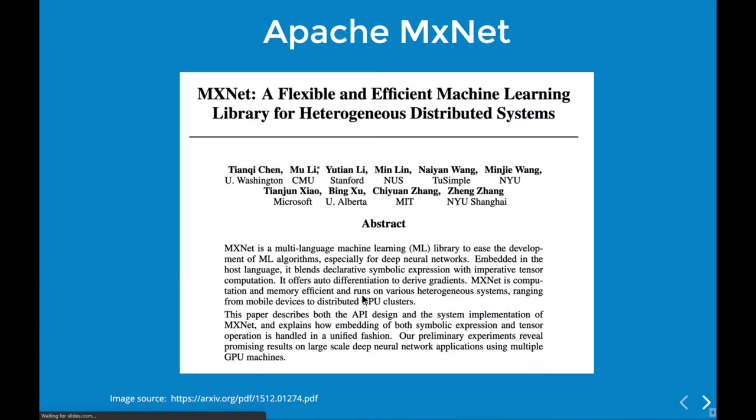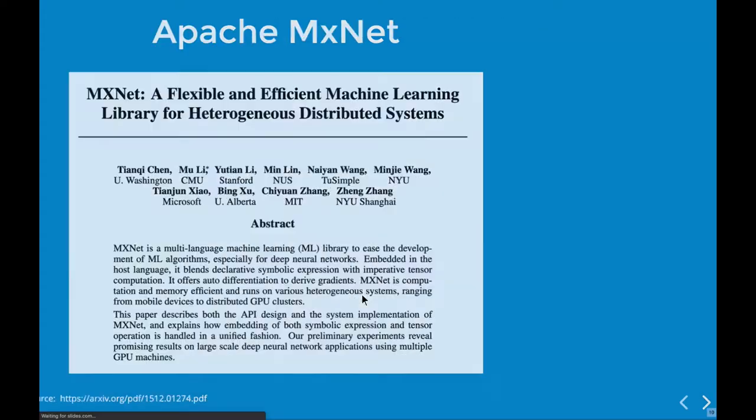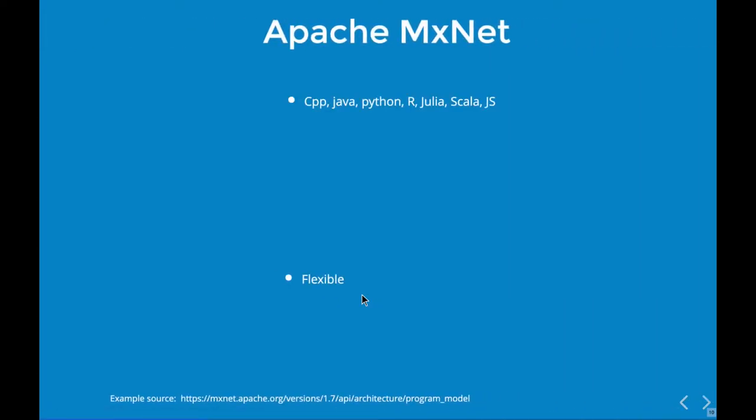So let's go ahead with Apache MxNet. This is the initial research paper I found: Flexible, efficient machine learning library for heterogeneous distributed systems. So the main words here are flexible, efficient, heterogeneous, distributed. So we'll go one by one.